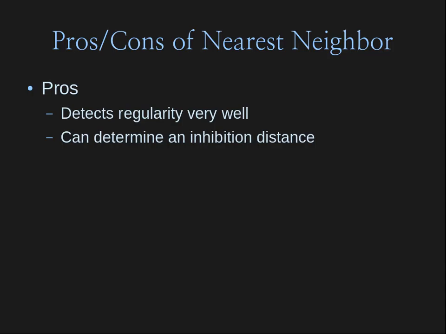The pros of this is that it detects regularity very well. Because again, if you have an inhibition process where things can't get so close, it's really easy to test that by looking at the shortest distance between points. And actually, this is so robust that you can get a statistical determination of the distance of inhibition, like the distance at which these points begin inhibiting each other from occurring closer to each other, which is kind of nice.